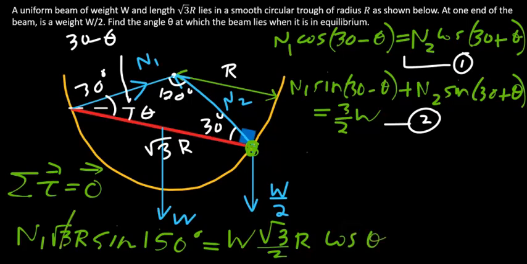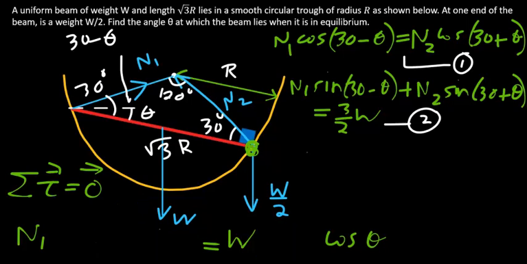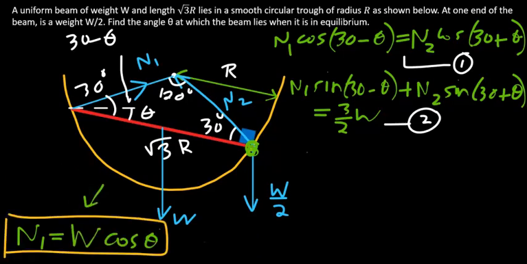And you see this square root 3 will go away, r would go away, and sine 150 is half, so that half will cancel this half, giving you an expression for n1 in terms of w and theta. So n1 is w cosine theta. We can substitute this equation in equation 1 to get n2 in terms of the given parameters.